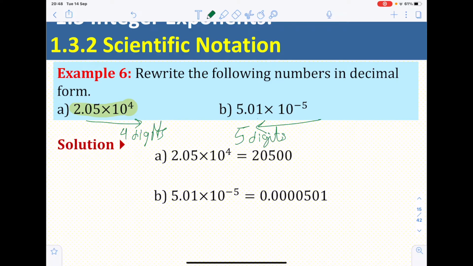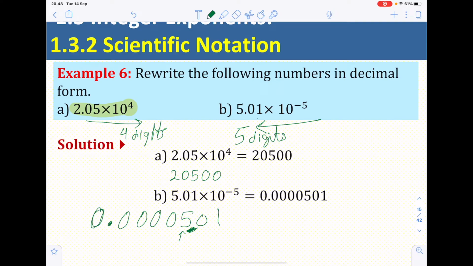Okay, so 2, then 0, this is 1, this is 2, this is 3, this is 4. If you don't have any numbers, you can just add zeros. And for B, 5, 0, 1. So I'm going to move the digits from here to the left. So 1. I will cancel this one. So 1, then 2, then 3, 4, 5. Then I put the decimal and I put 0 to clarify the decimal.